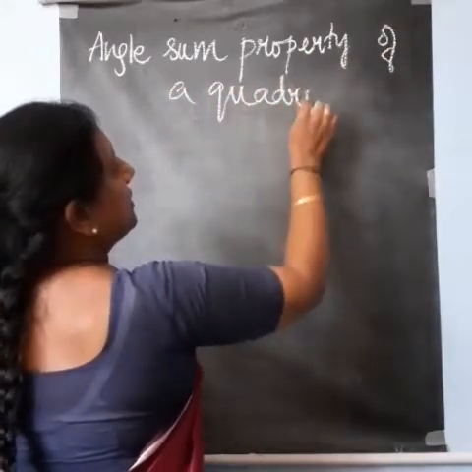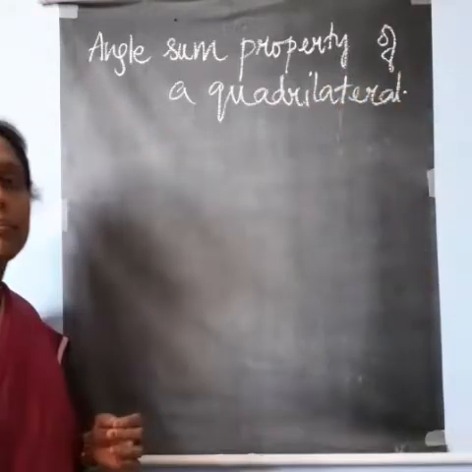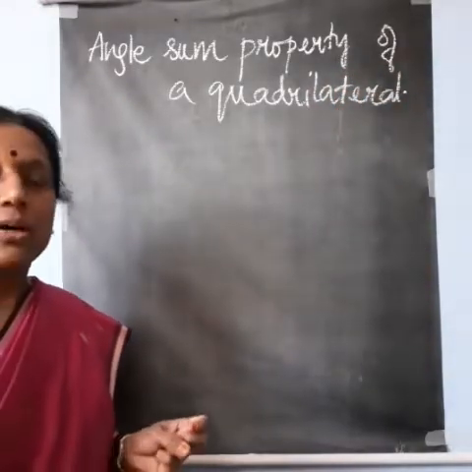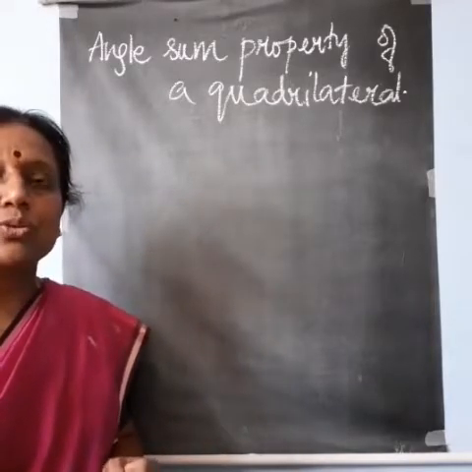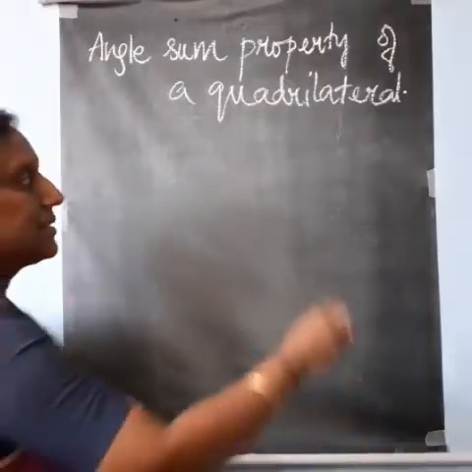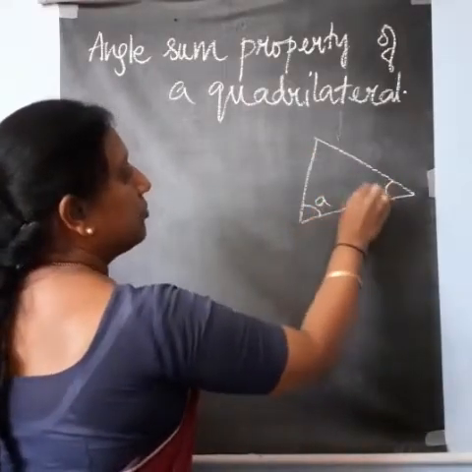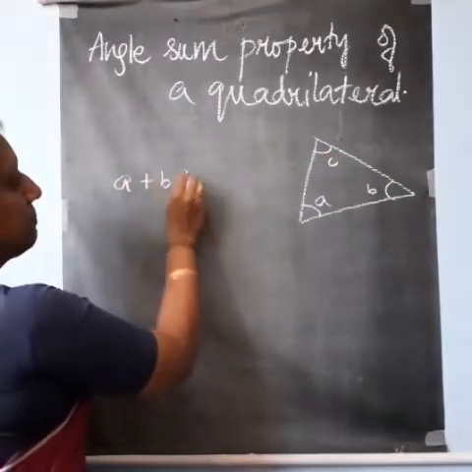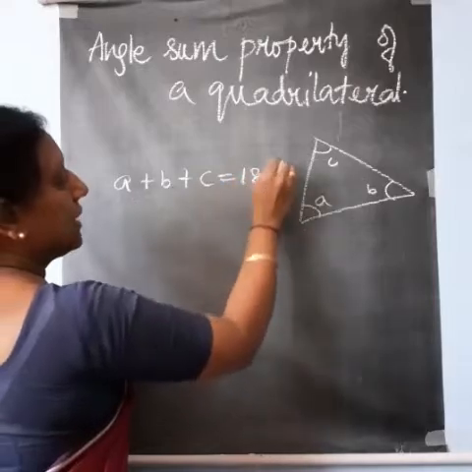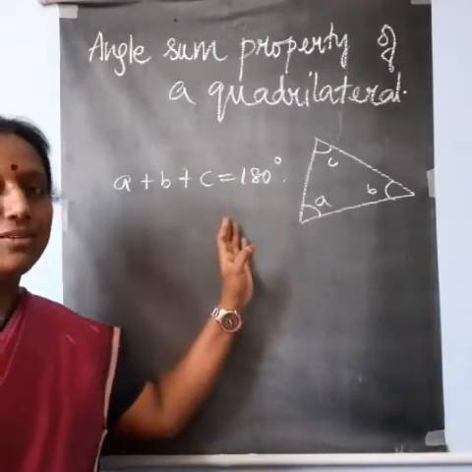Now, last year you would have learned the angle sum property of a triangle. What is the angle sum property of a triangle? All angles add up to 180 degrees. You remember, if we have any triangle, if this was A, B and C, these three angles A plus B plus C was equal to 180 degrees. This was the angle sum property of a triangle.